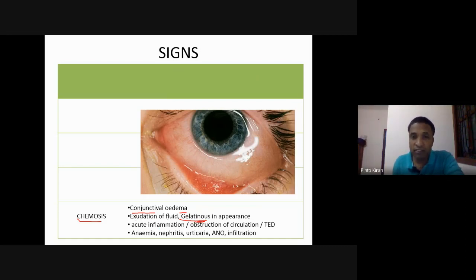And what are the causes for this? You will see it in acute inflammation like orbital cellulitis. Then in case of any obstruction of the circulation, like any tumor in the orbit, or thyroid eye disease, where there will be congestion because the muscles are thickened. Because of that, there will be a drainage problem, because of which there will be retrograde collection of fluid in the conjunctiva. Similarly, some systemic problems like anemia and nephritis, in those conditions you can see it.